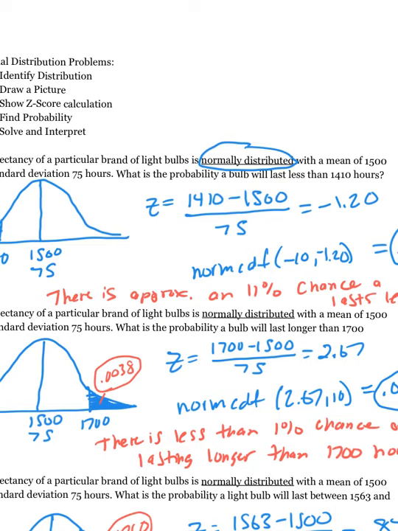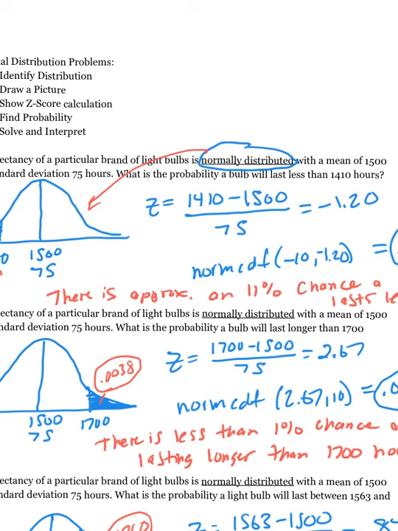So number 1 says the life expectancy of a particular brand of light bulbs is normally distributed. As soon as they say that, that means I can draw this picture with a mean of 1,500 and a standard deviation of 75. What is the probability that a bulb will last less than 1,410 hours? So 1,410 is less than the mean, so that goes over here to the left. And I want less than that, so I'm going to shade to the left of that, which means on my calculator, I'm going to use negative 10 as my really small z-score. Then I just need to find the z-score for 1410, which I did here. It's negative 1.2. Then we do normal CDF, and again, I'm going to start with negative 10 to negative 1.2, and that gives me 0.1151.